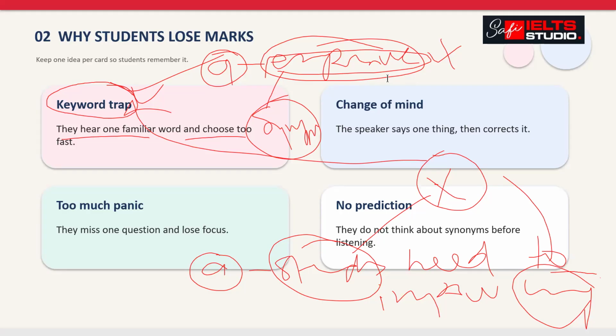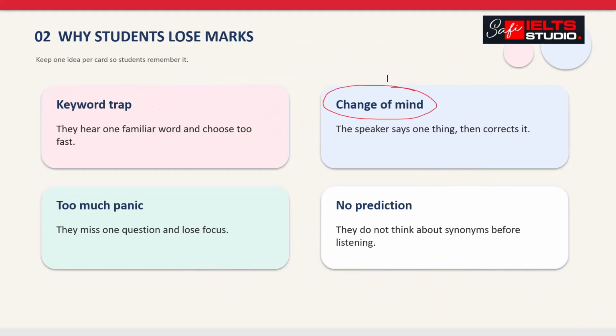Point number two is change of mind. Always remember that the examiner can change his mind. For example, first of all, he said something about option A, and that was totally 100% correct information he provides.